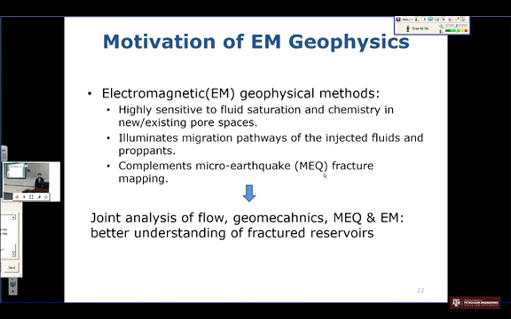We introduced electromagnetic geophysical simulation because it is sensitive to the water saturation. So it complements the modeling of the micro-earthquake simulations. Then we can do some joint analysis of the flow, geomechanics, micro-earthquake, and electromagnetic simulation in the context of reservoir characterization.